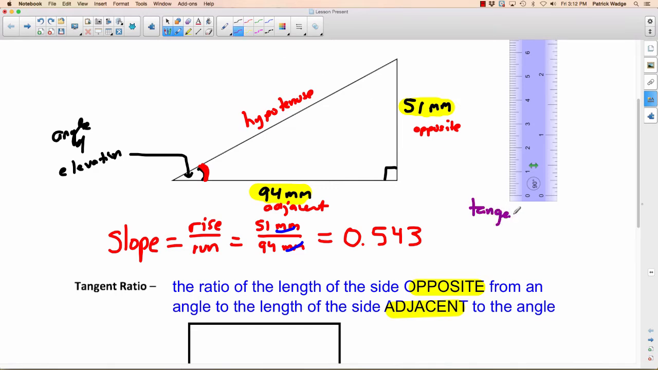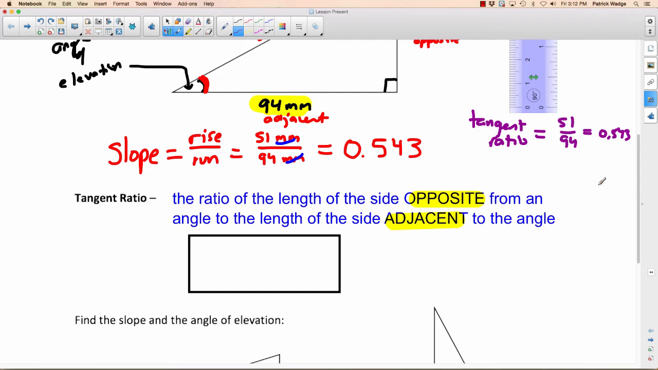Tangent ratio is equal to opposite, which is 51, over adjacent, which is 94. Wait a minute. 51 over 94, doesn't that look familiar? It's the same as the slope. So it's going to be exactly the same. It's going to be 0.543 again. Hey, what do you know? Slope and tangent ratio are exactly equal to each other. I never wrote that down, but it's kind of useful to put.